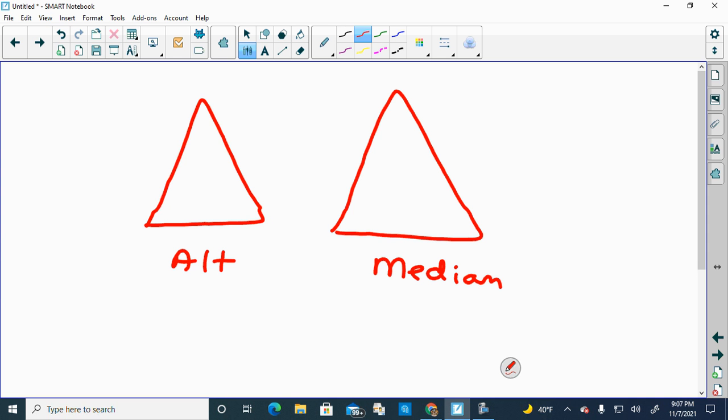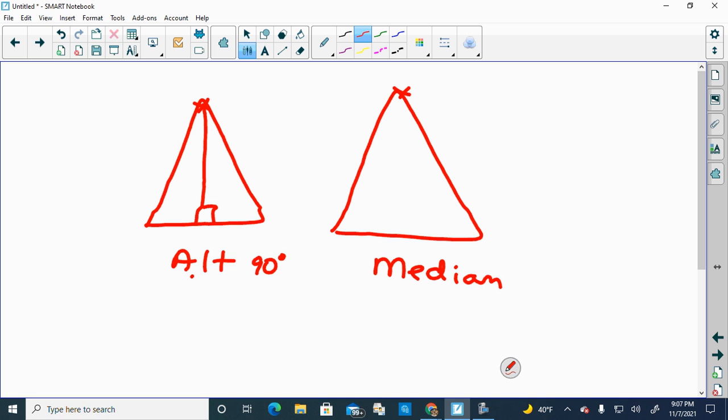Both of them start at a vertex. So both of them are starting here. It's just what happens when it goes to the other side. So on an altitude, this is always going to go to the other side and make it 90 degrees. Always going to the other side and making it 90 degrees.